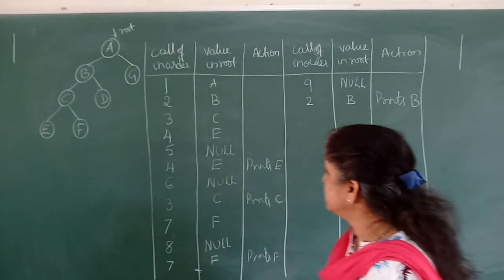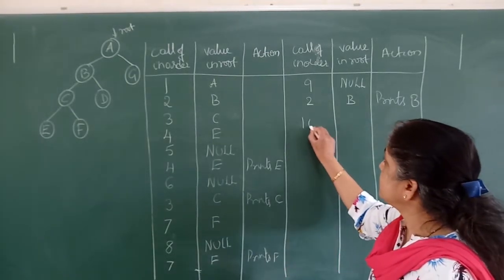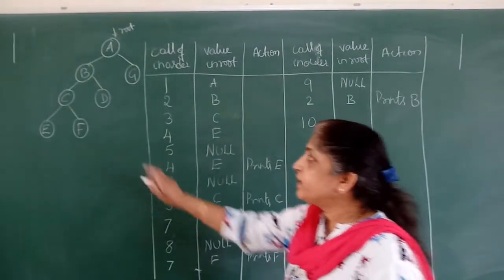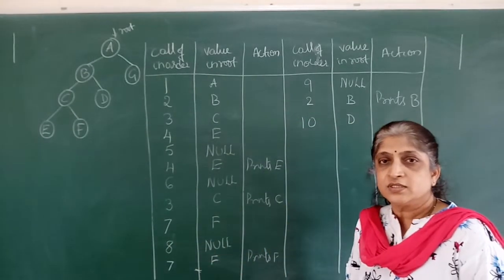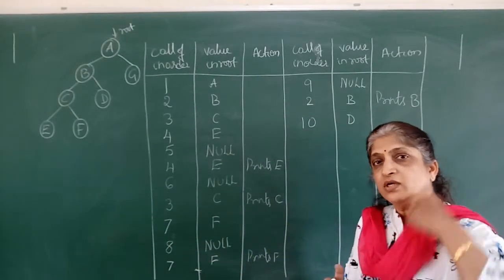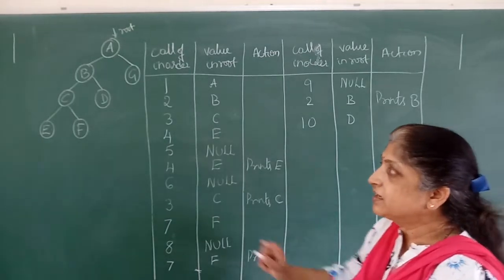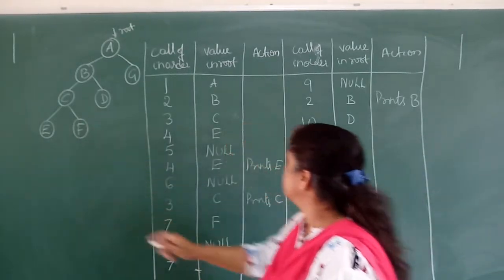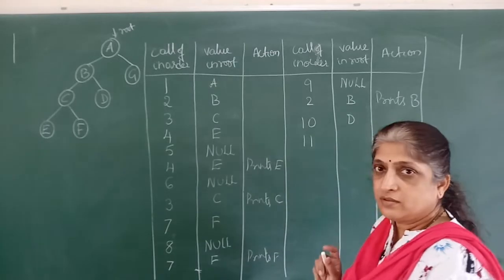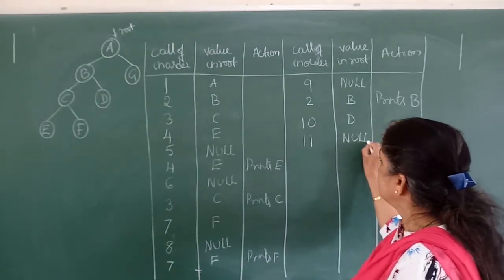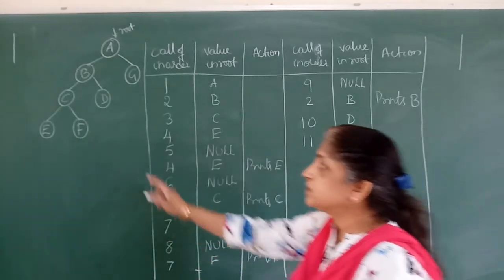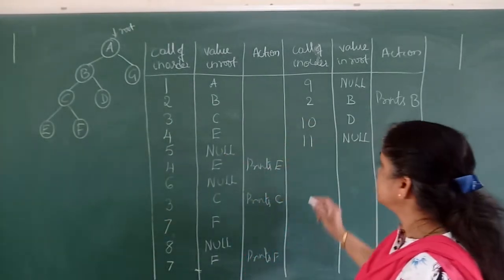Now this is call number 10. Value in root is d, so root is not equal to null. It calls with the left subtree of d. This is call number 11, and the value in root is null, so it returns to the calling function, that is, the previous call.